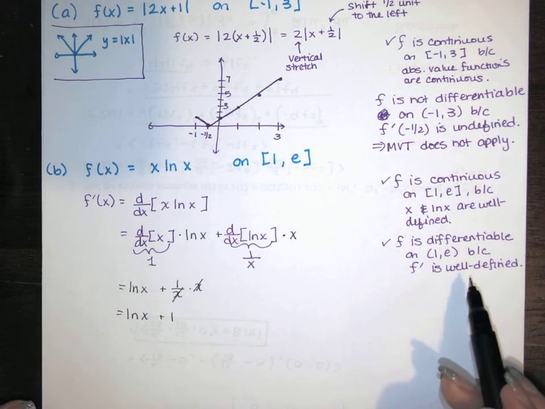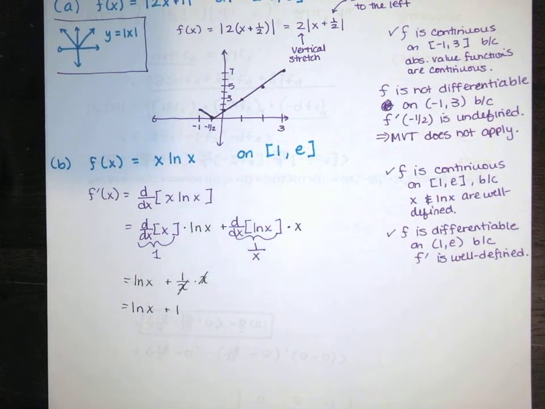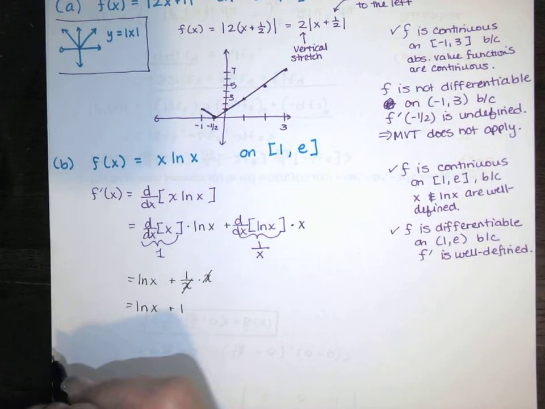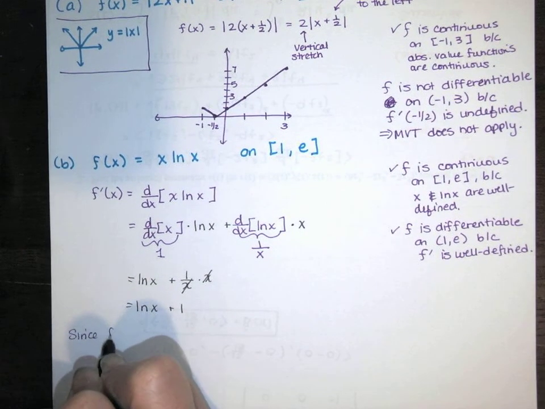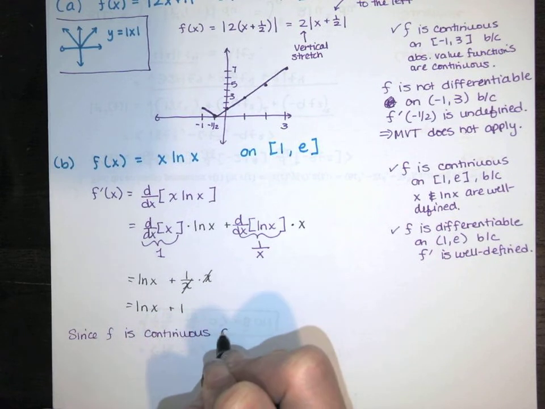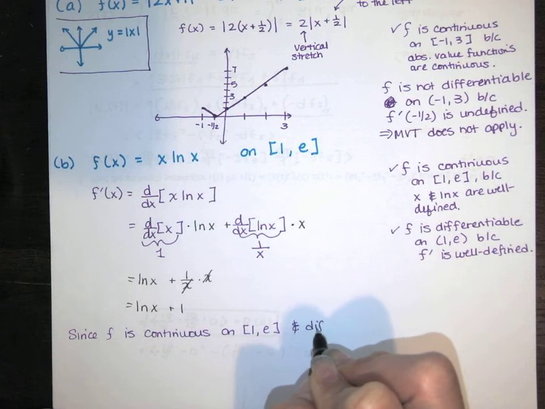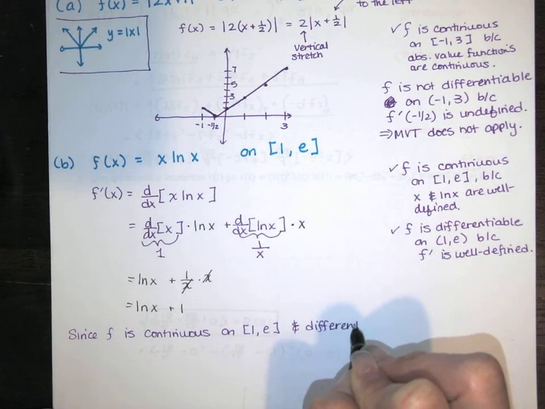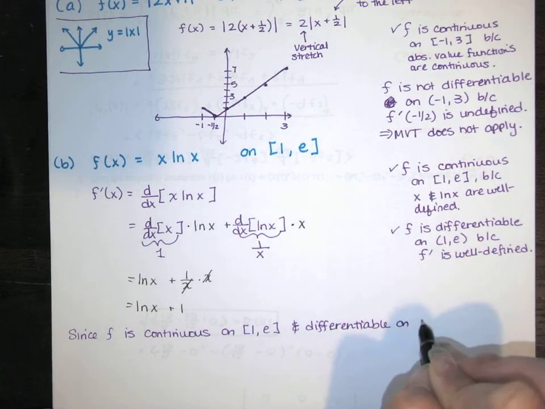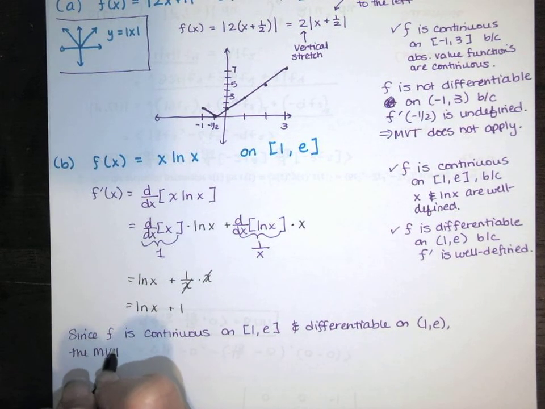That's our derivative. That's well defined on the interval from 1 to e. Because this is continuous and adding 1 to it, it's still continuous. Okay, so the mean value theorem applies. So we'll say since f is continuous on 1 to e and differentiable, well, maybe I'll write out the whole word, differentiable on the open interval from 1 to e, the mean value theorem applies.